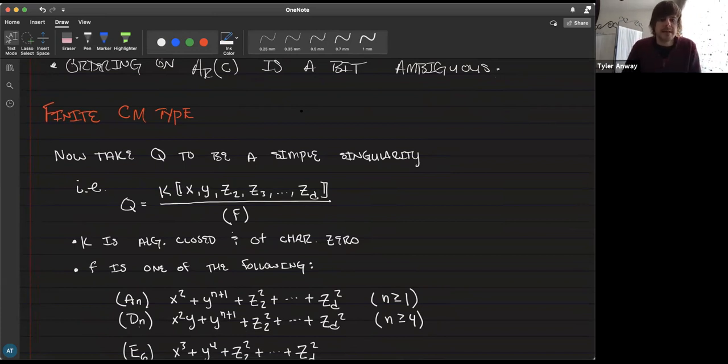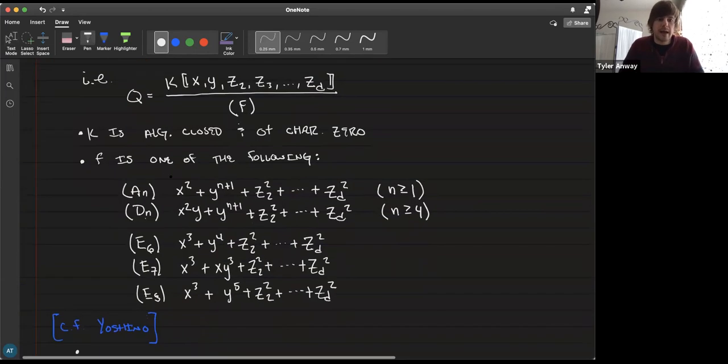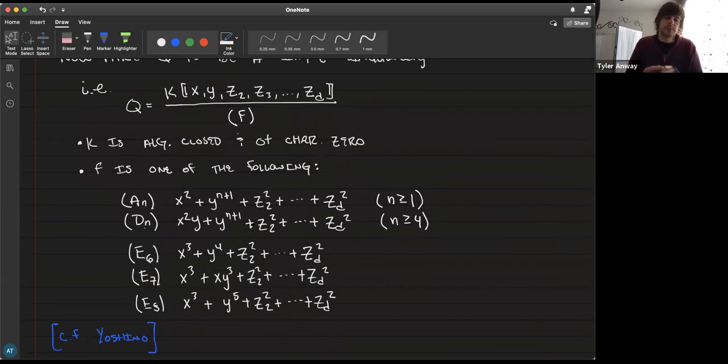So if we take Q to be a simple singularity, and by that, I mean it is of this form here, where it's this polynomial ring where K is algebraically closed and of characteristic 0. And we mod out by a non-zero divisor F, having one of these following forms, right? We get a simple singularity. For a full accounting of this, we can look to Yoshino's book, CM modules over CM rings.